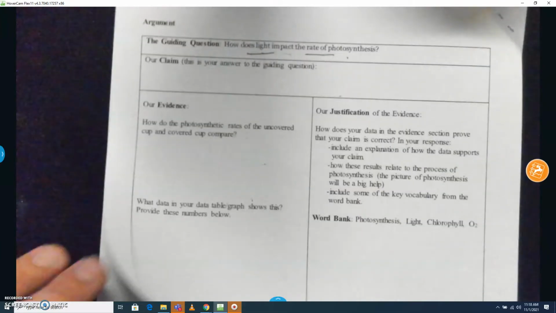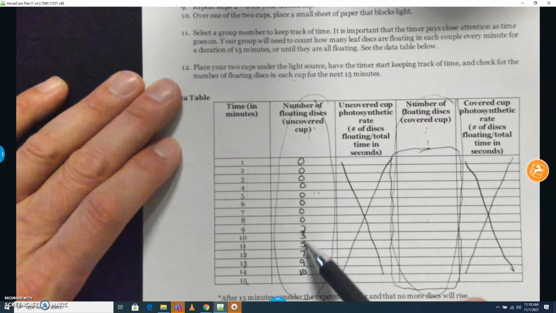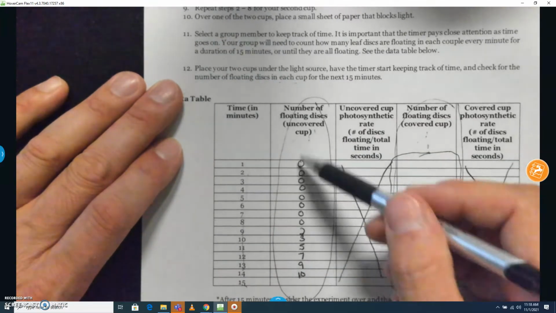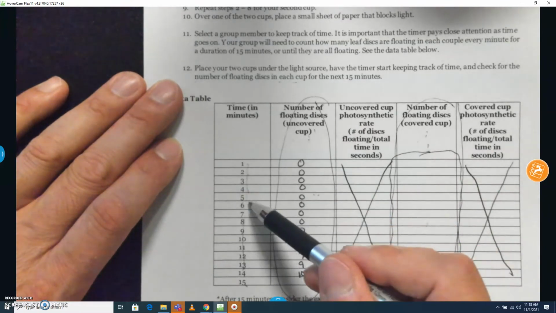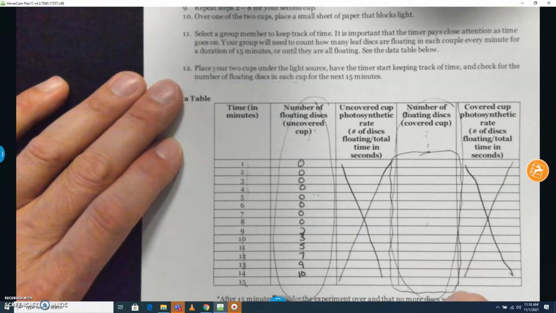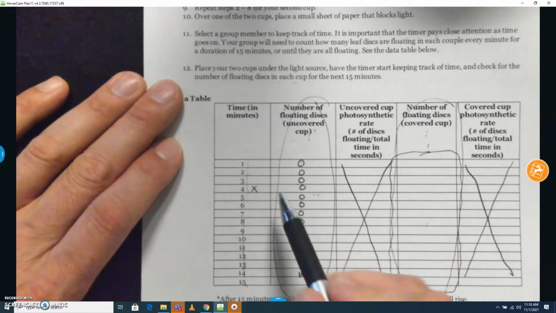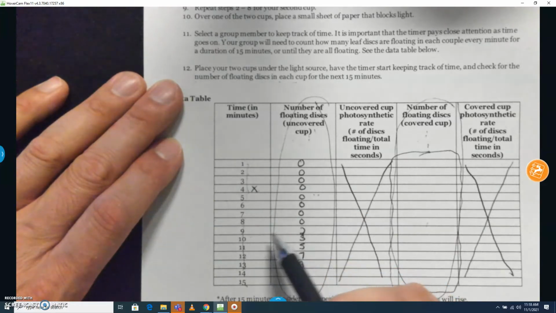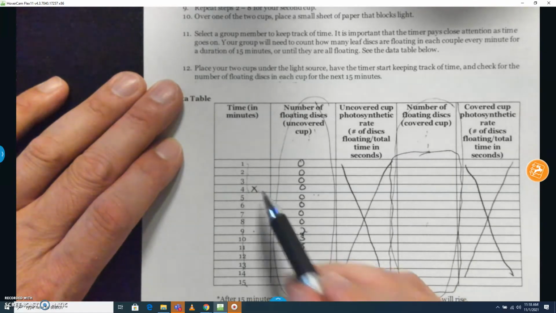The rate of photosynthesis was measured by how many leaf cutouts were floating as time went on. So the faster they started to float, the faster the rate. If you got some to float, say in 4 minutes, your rate was faster than my sample data here, 9. I had 2 discs floating at 9 minutes. You would have had a faster rate.